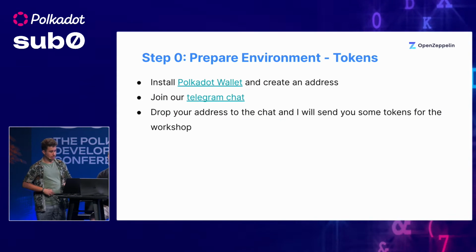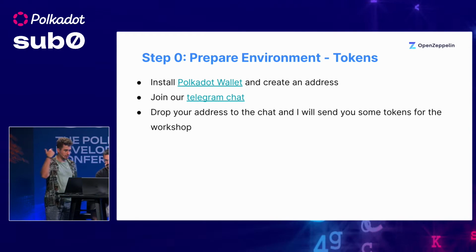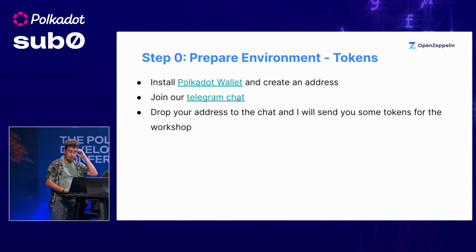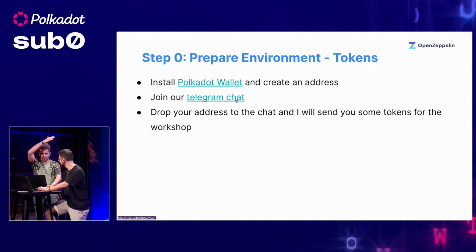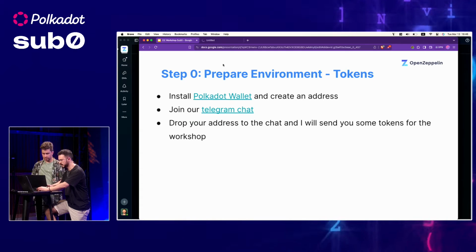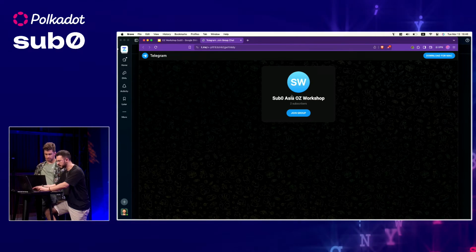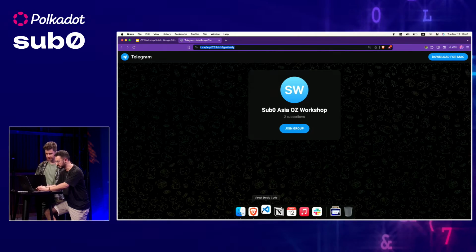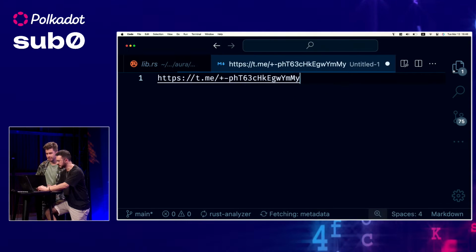After that, if you already have a Polkadot wallet installed, that's cool. Please create an address, and I will drop you some tokens because we will interact with the relay chain. Which Telegram chat should we use? There's a link to the Telegram chat in the repo. Okay. In this Telegram chat, if you drop me an address, I will send you some tokens on that chain. Okay, the link is like that. I will paste it in Visual Studio Code and make it bigger.